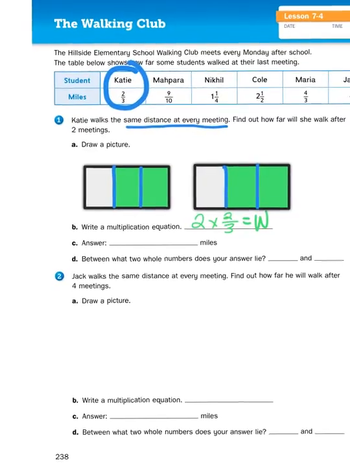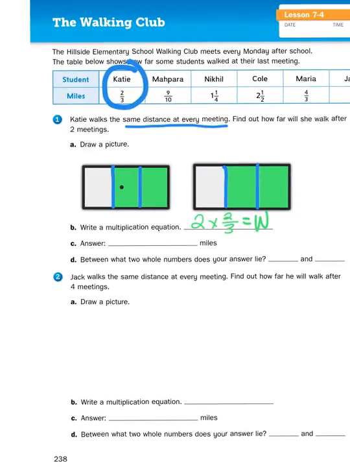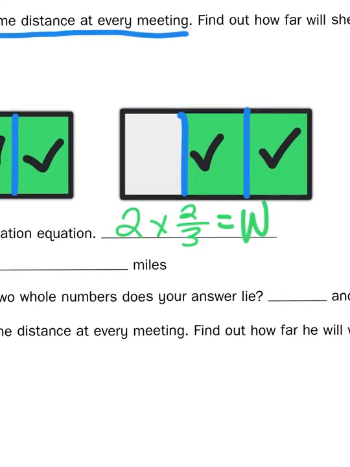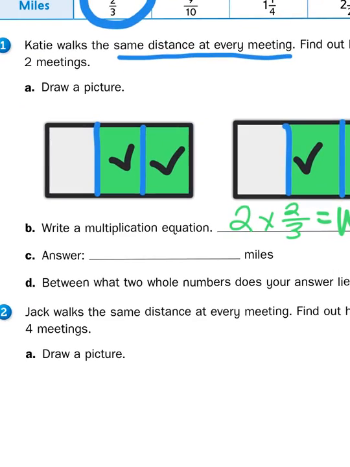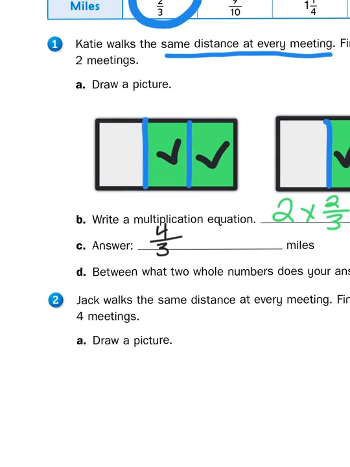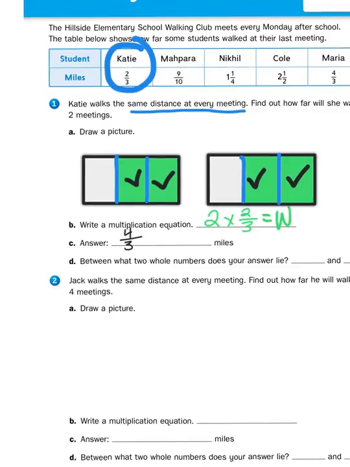Well, as I can see in the picture, I can count. There are 1, 2, 3, 4 pieces shaded, and each of these pieces represents a third, so that gives us four thirds. Now if I look at the equation, I can just multiply the number of times Katie walked, which is two times, against the amount of a mile she walked, which was two thirds of a mile. And that shows us that she walked four thirds of a mile. Four represents the numerator, or the number of shaded pieces that we see in our picture. And the 3, the denominator, represents how many parts the mile was cut up into. So 3 parts, 2 thirds. There's 2 groups of 2 thirds. That gives us 4 thirds.